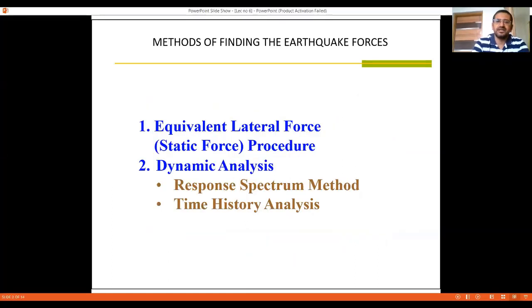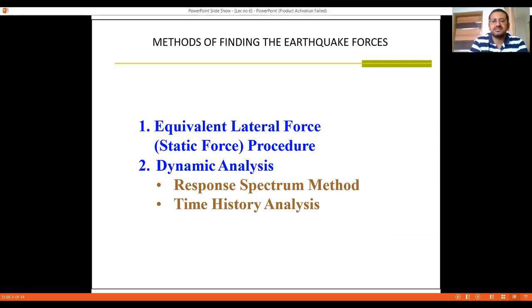So when you talk about the different methods of finding the earthquake forces, because when you talk about method of analysis, the predominant goal that we have in our mind is that we need to calculate the earthquake forces. In order to calculate the earthquake forces, the code is proposing two methods. First is the static method, and second is the dynamic method.